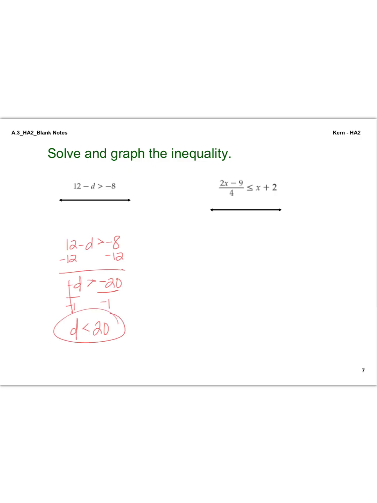I'm gonna put it on my number line. I don't need anything fancy. I'm gonna put a 0 and a 20. That's enough for me. The sign is less than. Less than gets open circle. And the solutions, d is smaller than 20, so the solutions go in the left direction. Okay, so that's how you graph it.